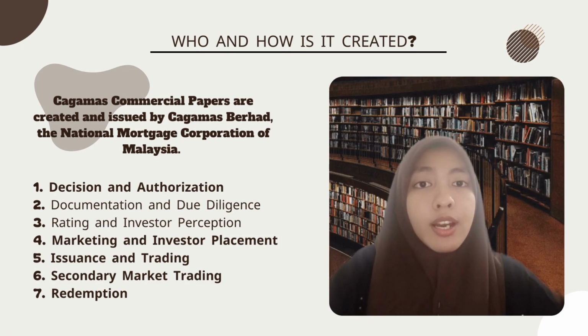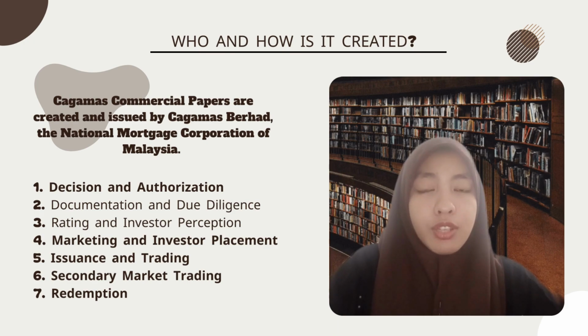Next is, who and how are Cagamas commercial papers created? Cagamas commercial papers are created and issued by Cagamas Berhad, the National Mortgage Corporation of Malaysia. How are these created? First is decision and authorization. Second is documentation and due diligence. Third is rating and investor perception. Fourth is marketing and investor placement. Fifth is issuance and trading. Sixth is secondary market trading, and last is redemption.